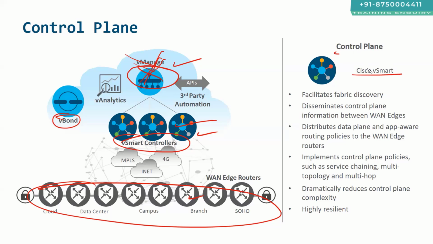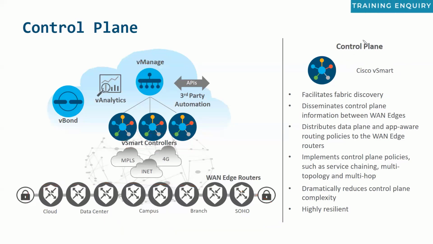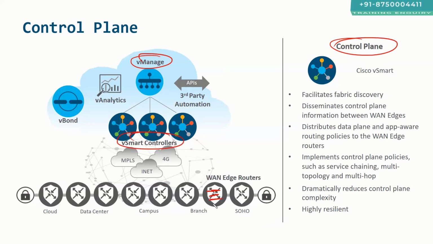Let's talk about the control plane now, which is obviously vSmart in this case. As I told you earlier, on a single router we had the control plane, management plane, and data plane. But now we have offloaded that functionality. The management plane has been offloaded as vManage, the control plane has been offloaded as vSmart, and the managed routers are still working as the data plane devices.